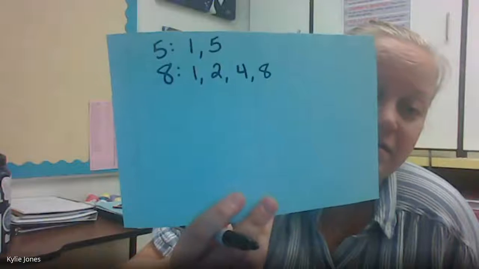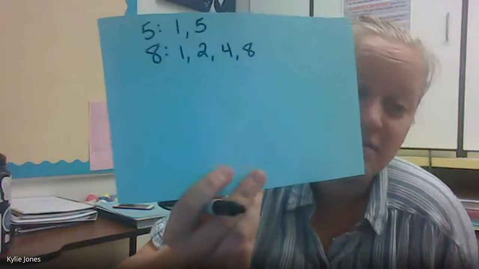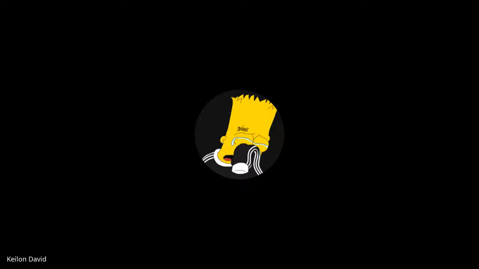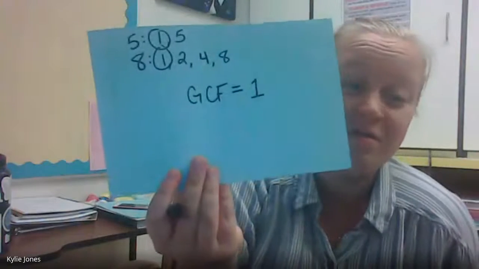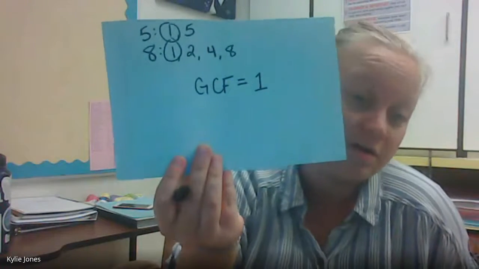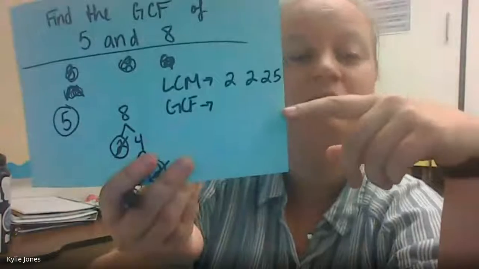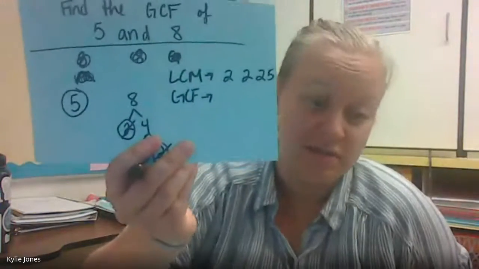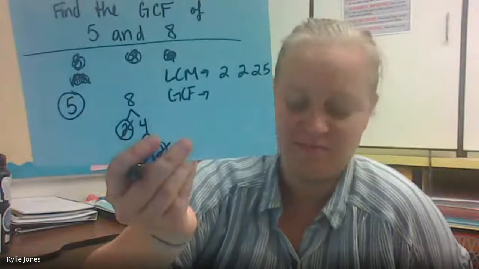Now we need to find the only factor in this case that they have in common. What's the only thing they have in common? The 1. So our GCF is 1. The only number that they have in common when you list all the factors out is 1. So if you end up with a problem like this and there's no GCF on the bottom line, that means the only factor they have in common is 1, and 1 is your GCF. Does that make sense?